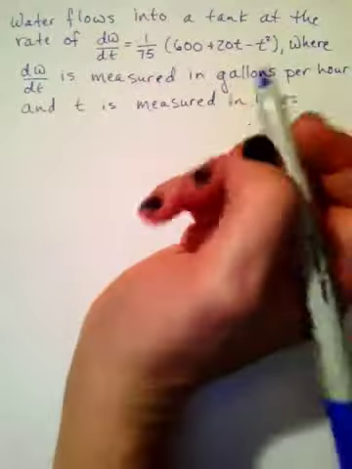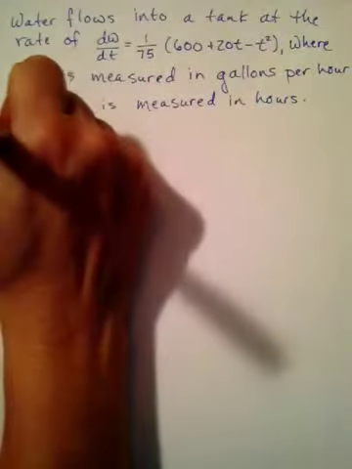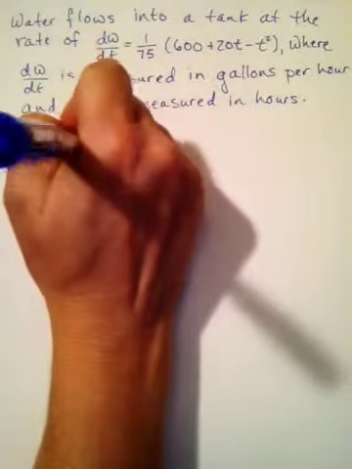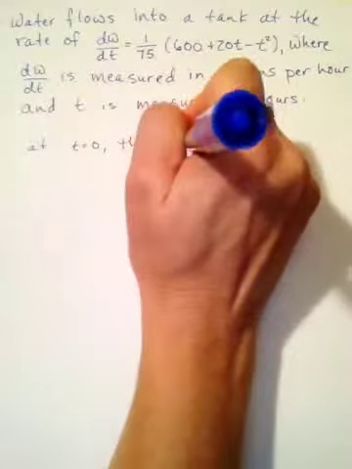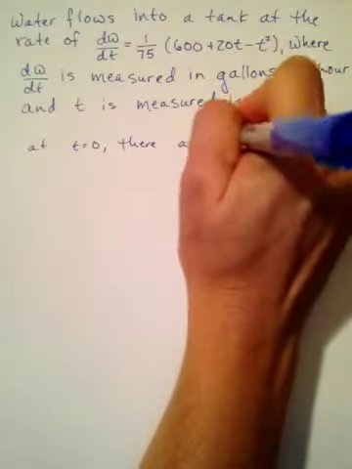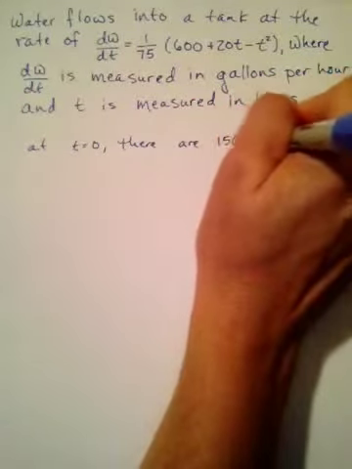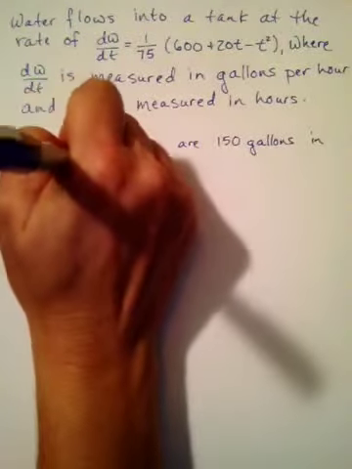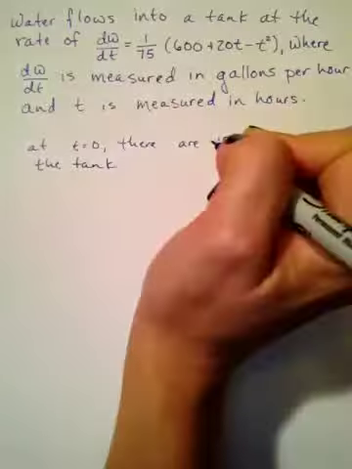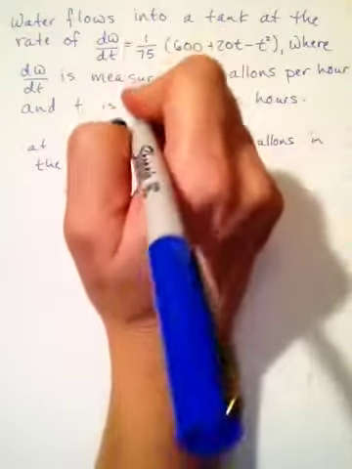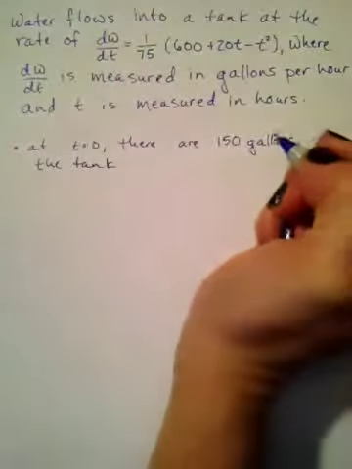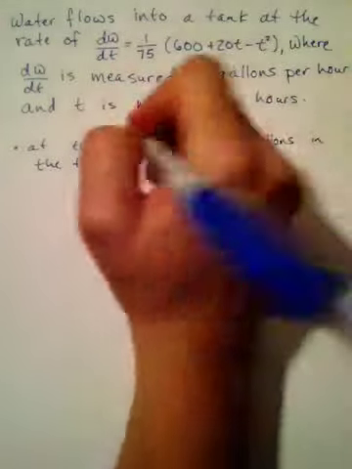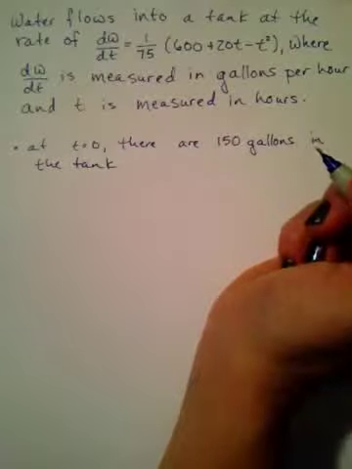Let's say that at time 0, there are 150 gallons in the tank. With this information, you can actually determine all kinds of things. So we actually have a start amount. There are 150 gallons in the tank, and someone says, how many gallons when t equals 24?